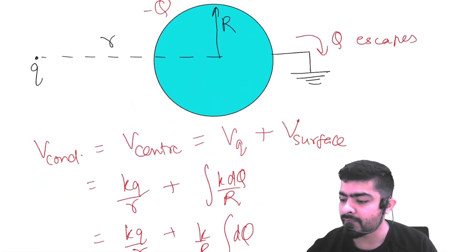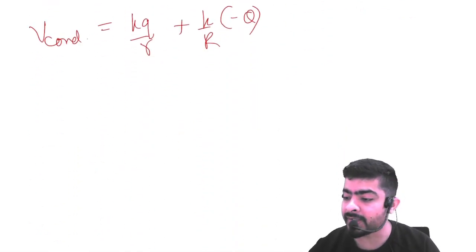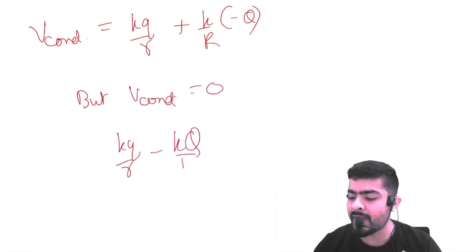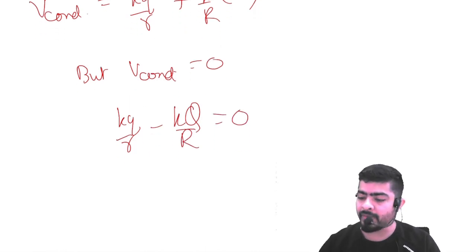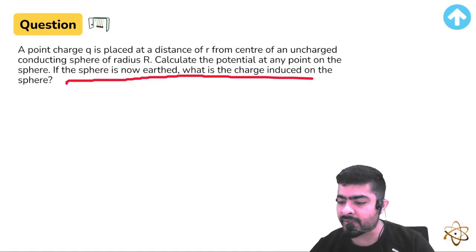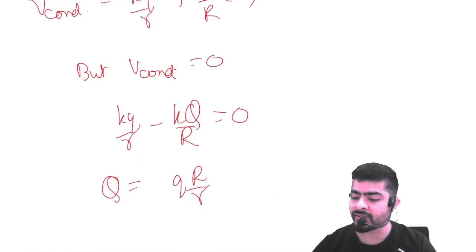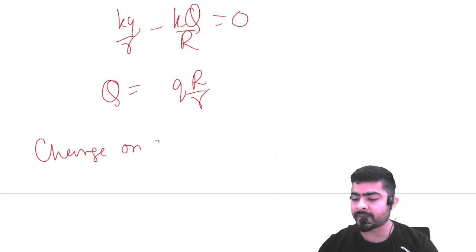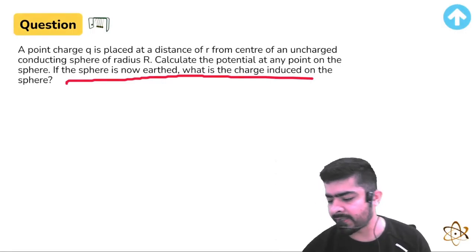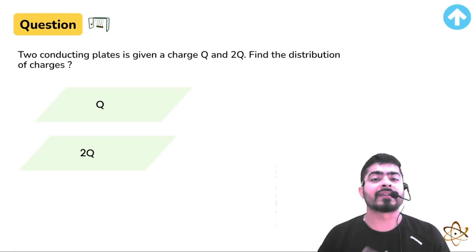But due to earthing, potential of conductor will be 0. So V conductor equal to 0. So kq by r minus kQ by R equal to 0. So from here I get Q equal to q times R by r. Okay. So they are asking what is the charge on the induced sphere, charge on the conductor. So charge on conductor equal to minus Q, so that is minus q R by r. That's it. Okay, great.